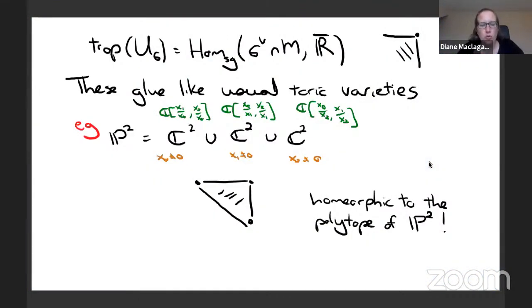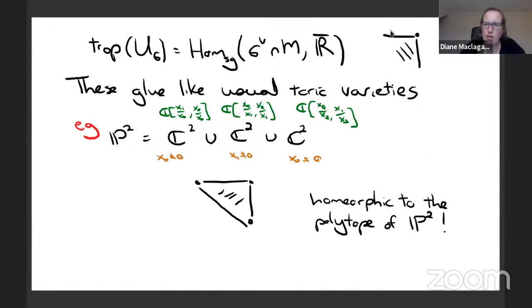And these glue like usual toric varieties. Hopefully those of you who took part in the school may have been learning that we can also glue together affine toric varieties to form more complicated varieties. The simplest example is the projective plane. The projective plane we can write as the union of 3 copies of C squared, the 3 affine coordinate charts: x0 not 0, x1 not 0, and x2 not 0. And we glue them together.